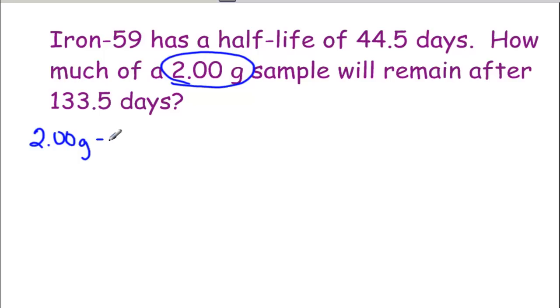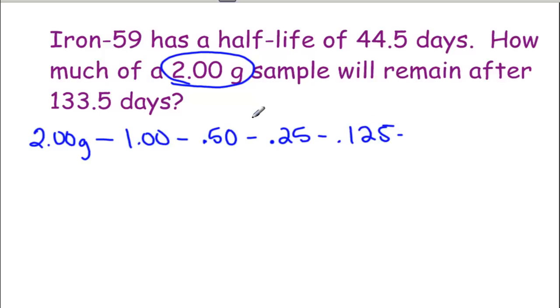So 2 divided by, half of 2 is 1. Half of 1 is 0.5. Half of 0.5 is 0.25, and so on. Okay, so we could keep this going.